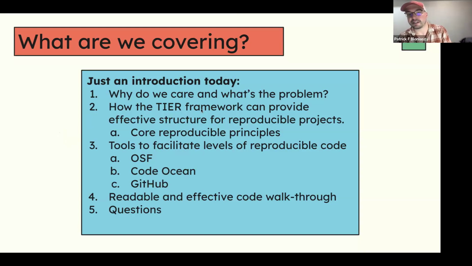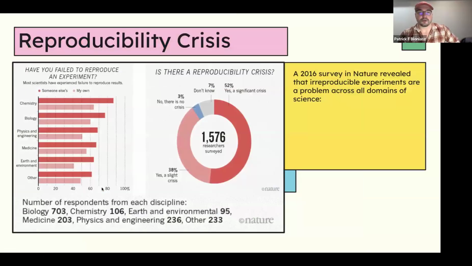So I'm going to be introducing what's called the TIER framework for thinking about how, at the start of our project, we structure our file systems and code before we even do anything, to set us up for success in the long run. And then I'm going to be introducing three basic tools that are useful for achieving different levels of reproducibility and collaboration as our projects grow and change over time. And then at the end, I'm going to be giving several examples of readable and effective code iteration, walking us through that, and then I'll leave some time at the end for general questions.